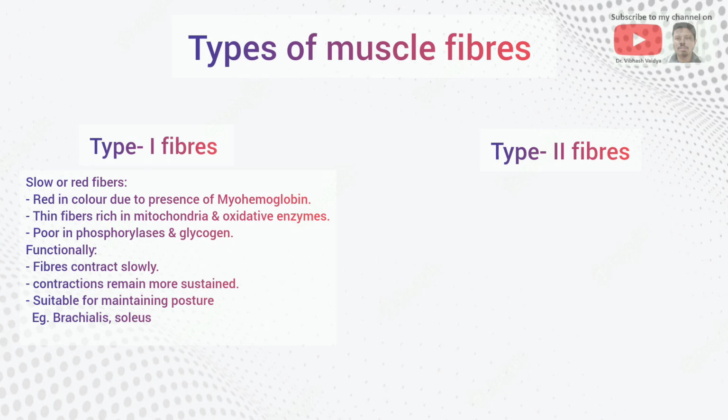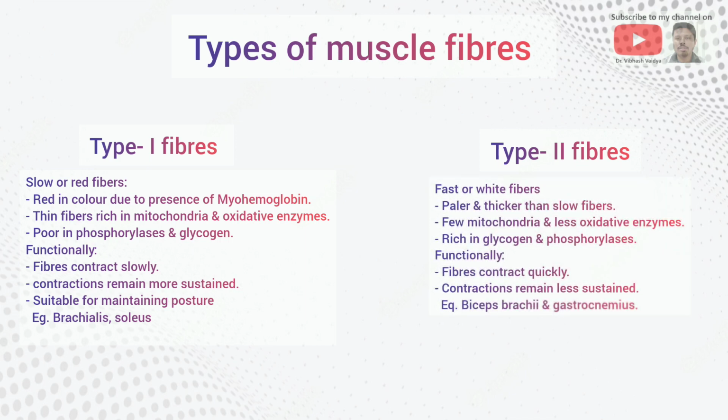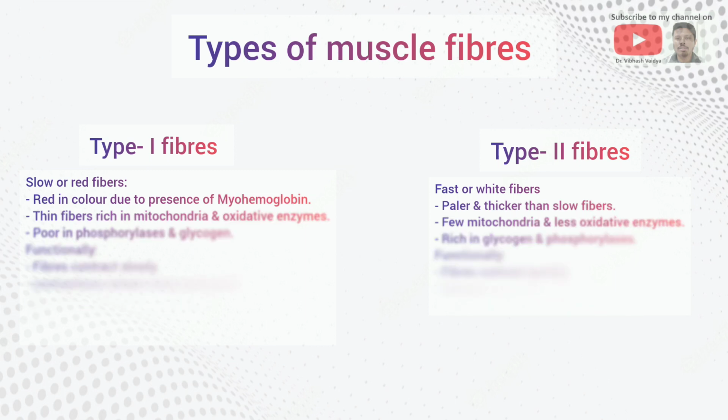Now type 2 fibers. As we have already discussed, these fibers are fast twitch or white fibers. The type 2 fibers are paler and thicker than the slow fibers. They have few mitochondria and less oxidative enzyme but are rich in glycogen and phosphorylase. Functionally, the type 2 fibers contract quickly, but their contraction remains less sustained. Examples are biceps brachii and gastrocnemius.